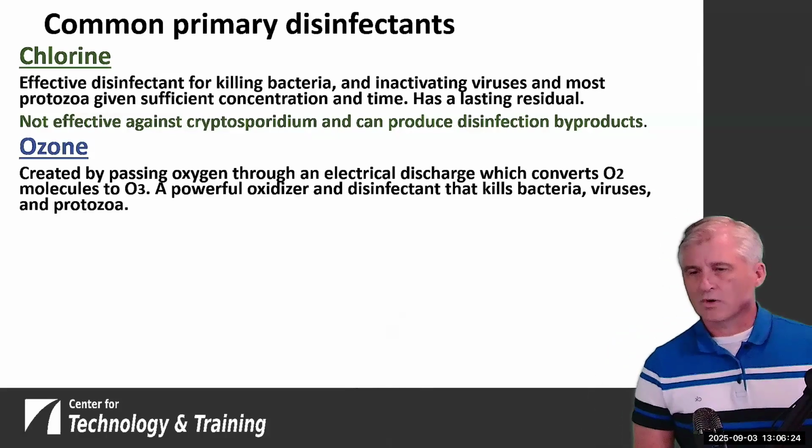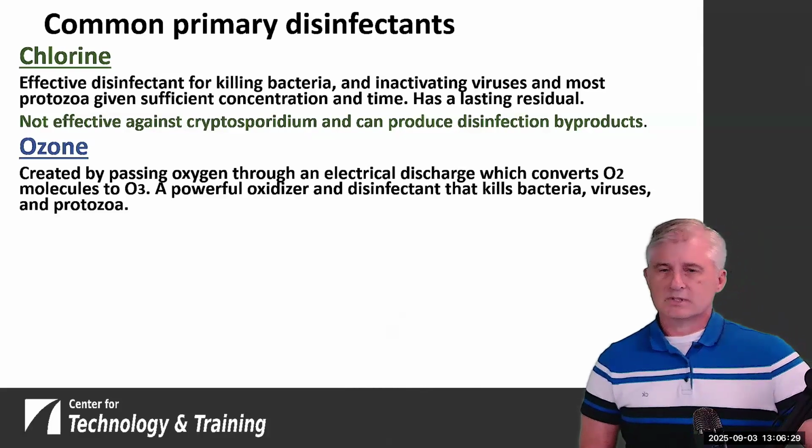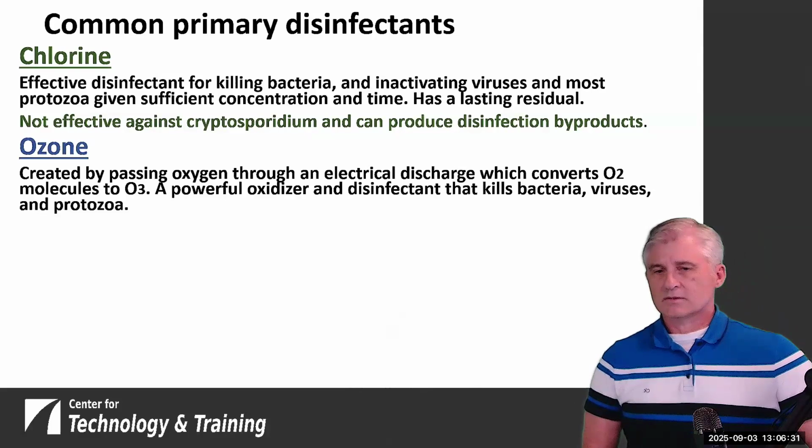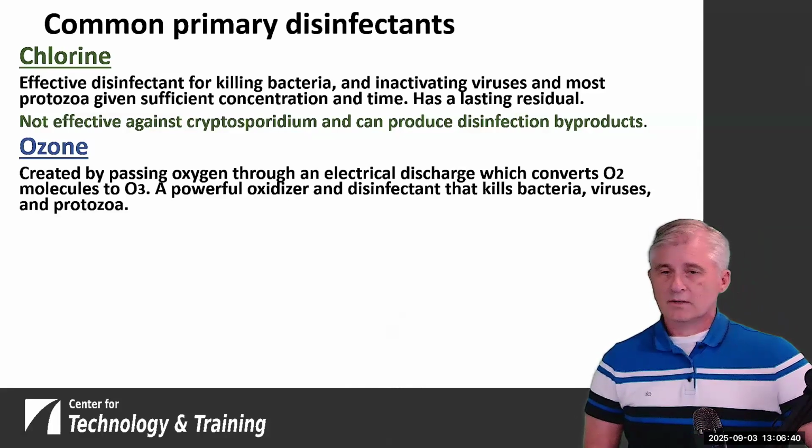The second of these is ozone, and it's created by passing oxygen through an electrical discharge. So it converts the O2, or the oxygen, into ozone, O3. It's very powerful. It works well, and it kills all of our 3 pathogens.